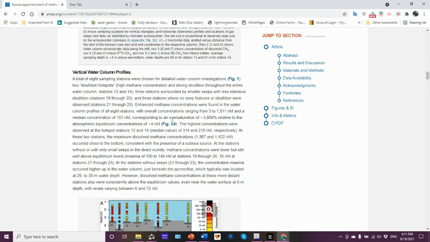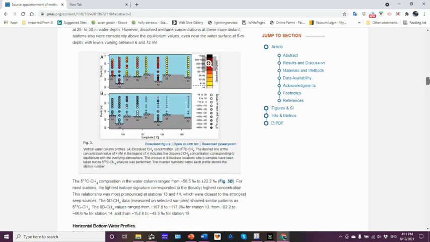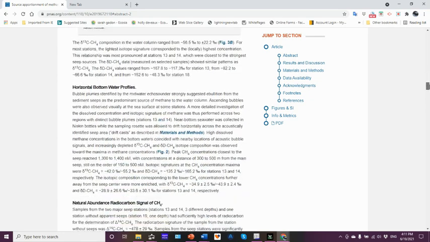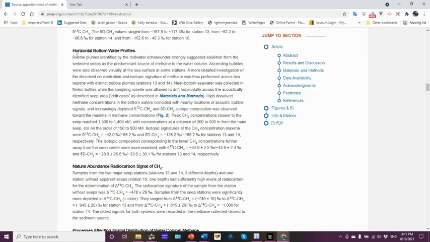And then what they did was they combined the results and discussions in these sections here. And they talk about what they were finding at the various locations, horizontal bottom water profiles. Bubble plumes identified by the midwater echo sounder strongly suggested ebullition from the sediment seeps as the predominant source of methane to the water column.